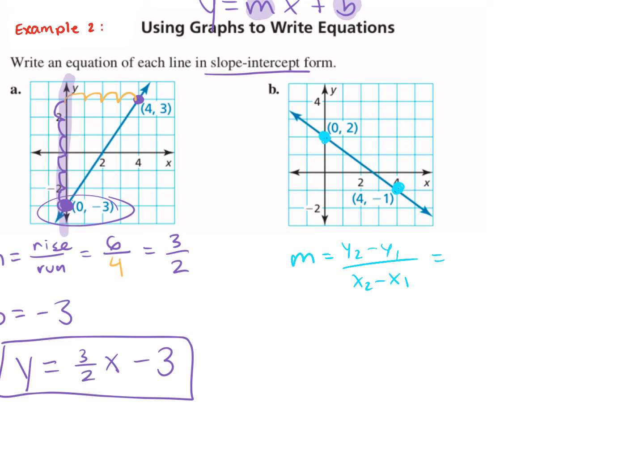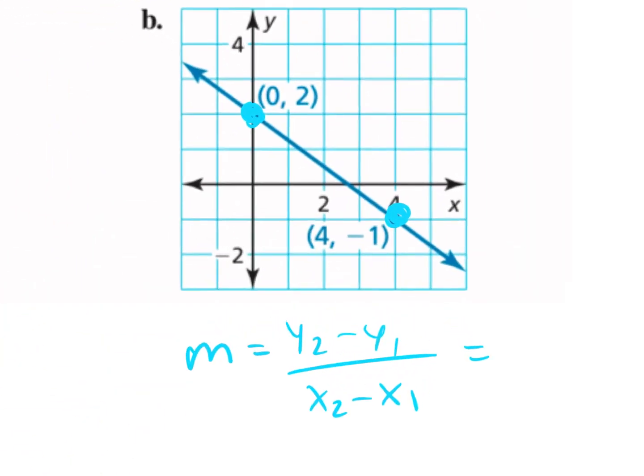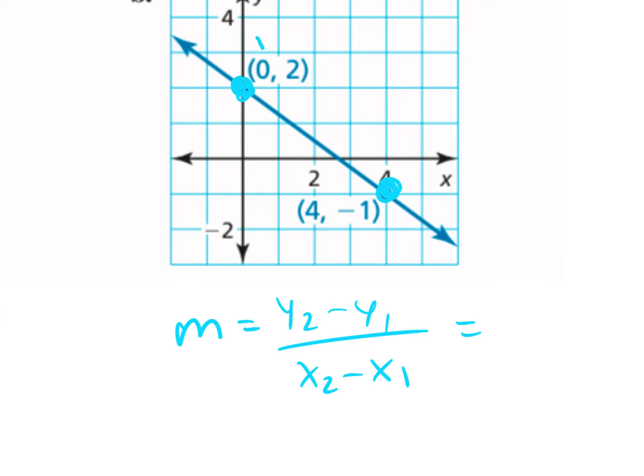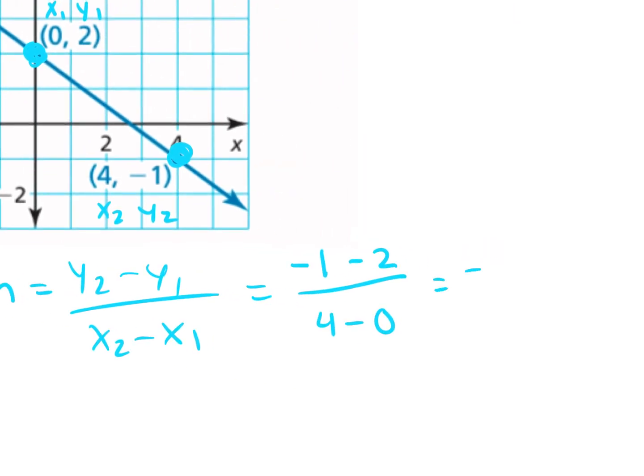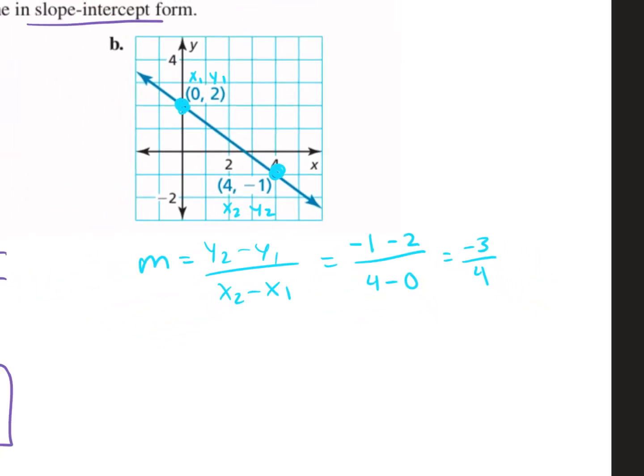So it doesn't matter which point is our first point and which one's the second, but x comes before y. So this is my x1, y1, x2, y2. We plug everything in. So I have negative 1 minus 2 over 4 minus 0. So this would be negative 3 over 4. So there's my slope.